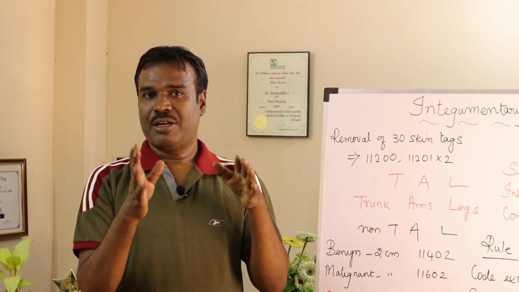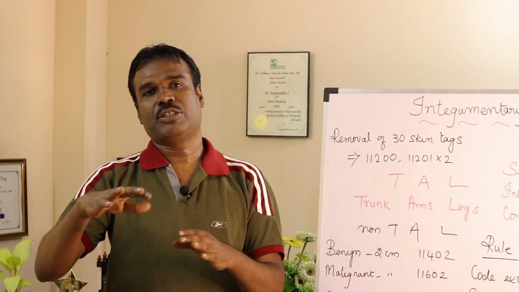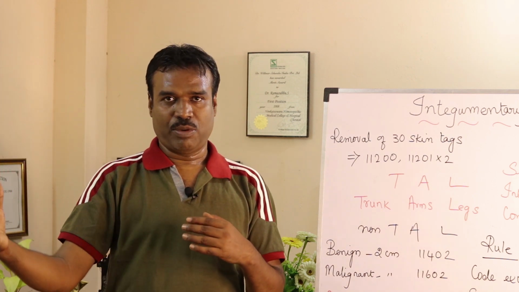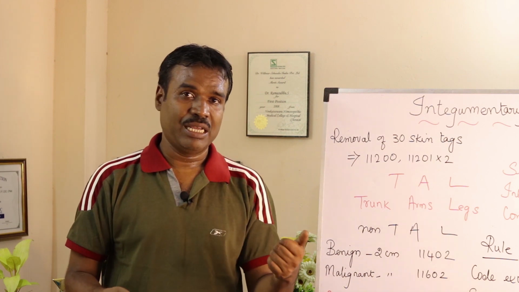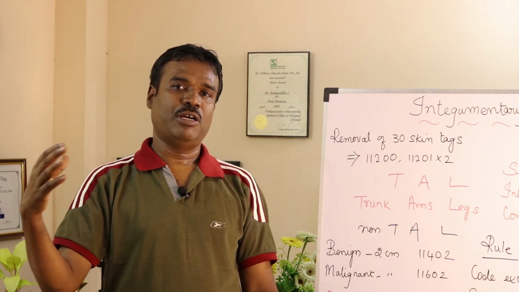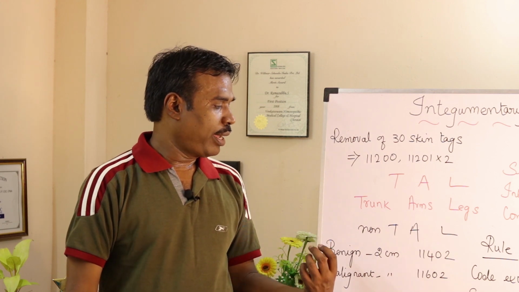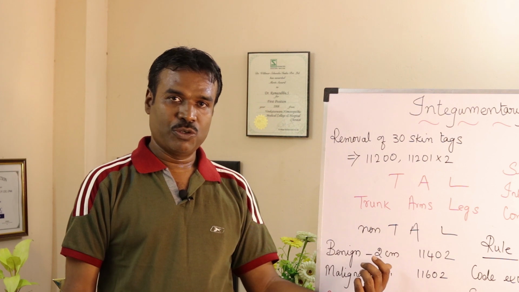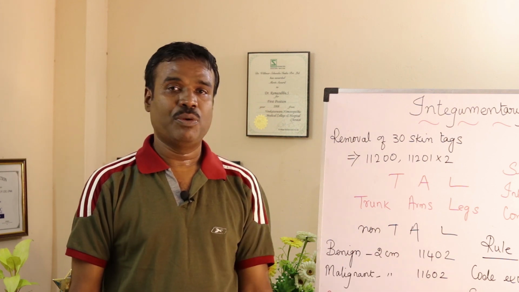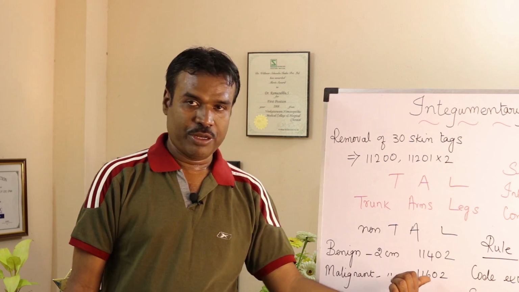So now let's restrict our topic to the benign code, because the same classification follows for the malignancy as well. If you know how to decipher the code for these benign lesions, then it is the same for the malignant as well. Okay. Now let's see a case where the patient comes for the removal of a benign lesion which is of 2 cm. The coding would be 11402. And if it is malignant, 11602.